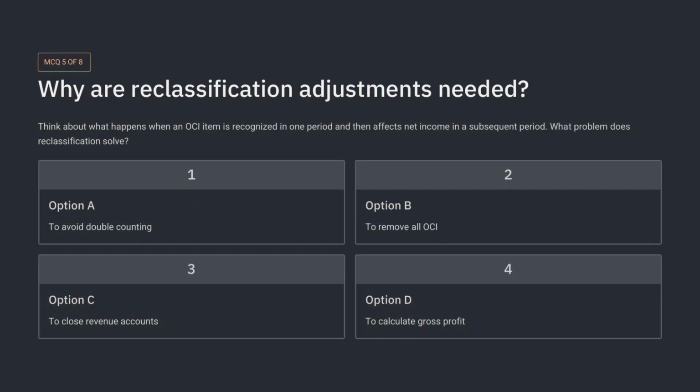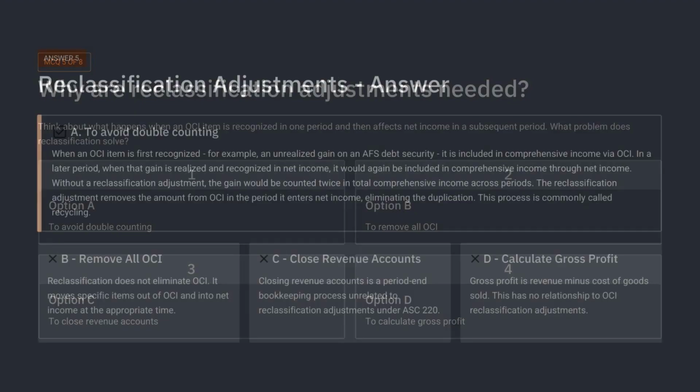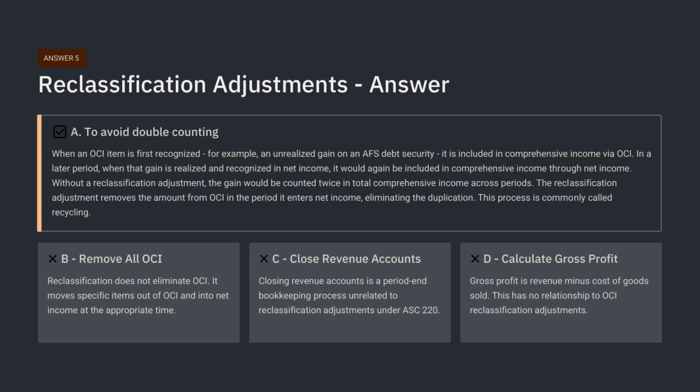Question 5 asks, why are reclassification adjustments needed? The options are to avoid double counting, to remove all OCI, to close revenue accounts, or to calculate gross profit. This is one of the most important ASC 220 questions. Think about an unrealized gain that first appears in OCI and later becomes realized in net income. The correct answer is A, to avoid double counting.